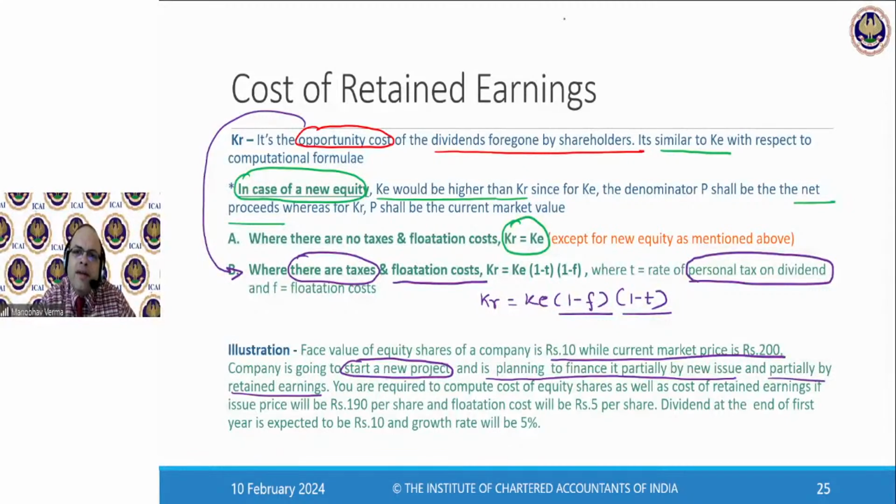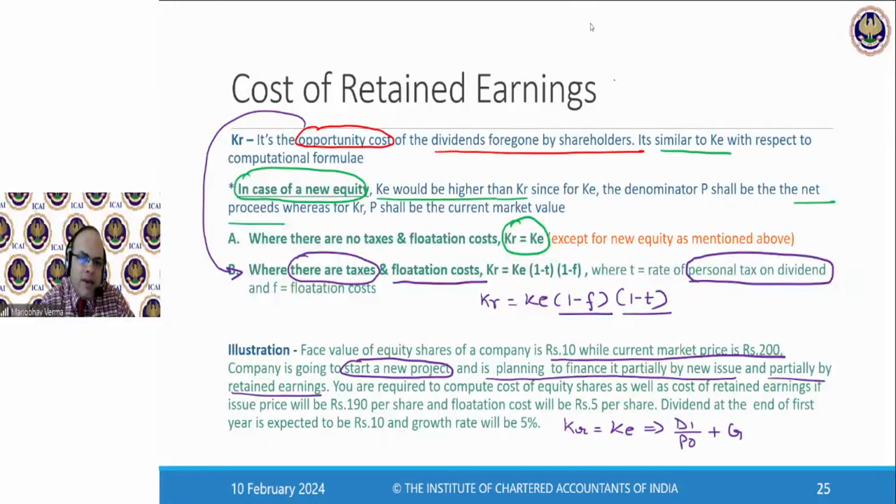In this case, I don't see anything with respect to taxation being mentioned. In a general scenario, Kr is equal to Ke, and Ke we all learned is D1 upon P0 plus g. I guess that's what you guys learned the other day.